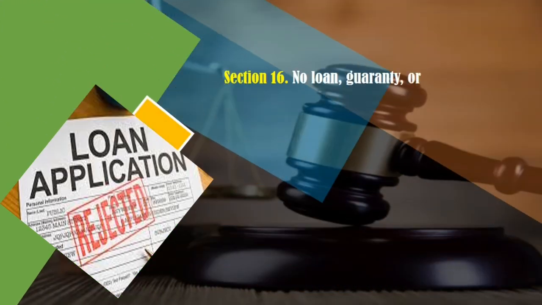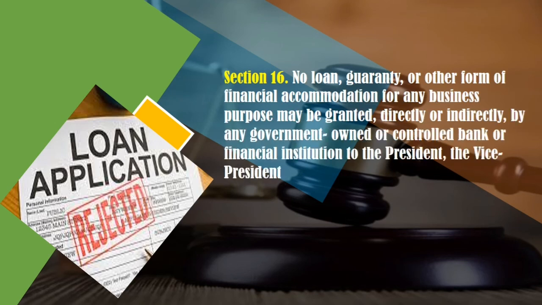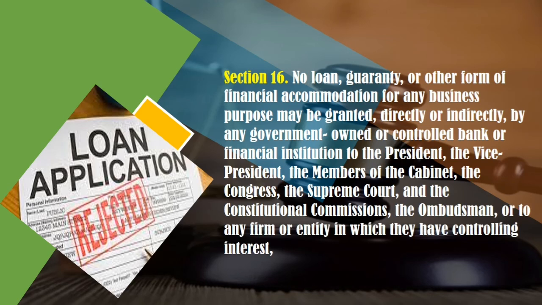Next, class, Section 16 provides that no loan, guarantee, or other form of financial accommodation for any business purpose may be granted directly or indirectly by any government-owned or controlled bank or financial institution to the President, the Vice President, the members of the Cabinet, the Congress, the Supreme Court, and the Constitutional Commissions, the Ombudsman, or to any firm or entity in which they have controlling interest during their tenure. So class, remember that the Ombudsman is included in these offices of the government which are not allowed to contract those mentioned above under Section 16.